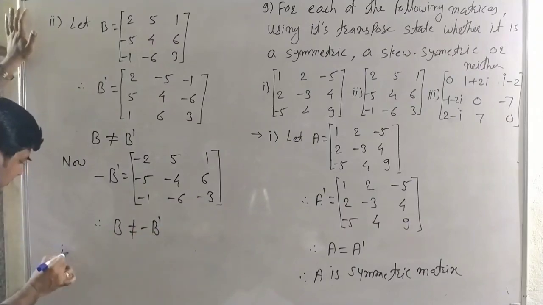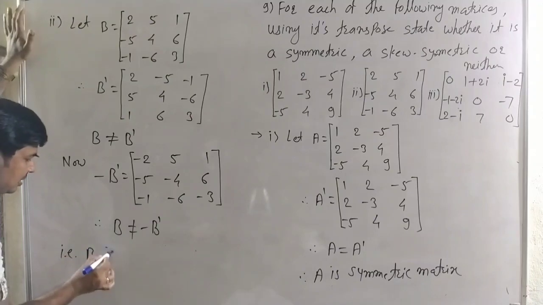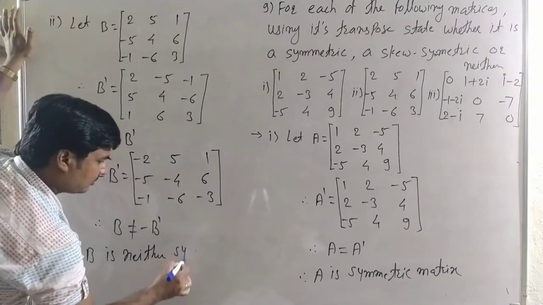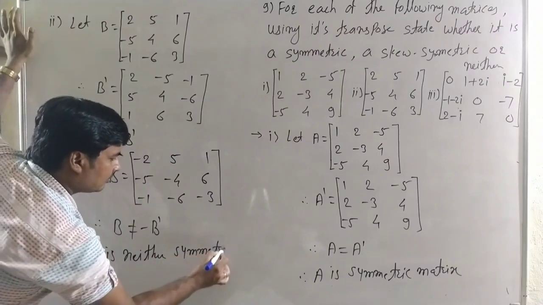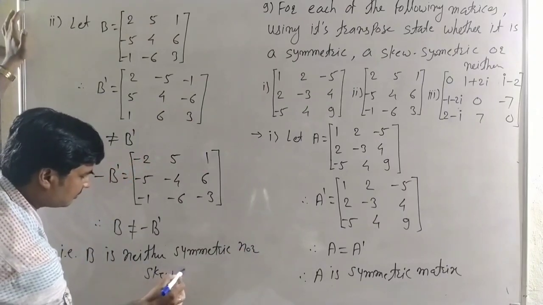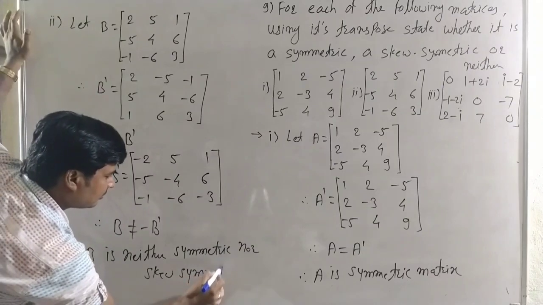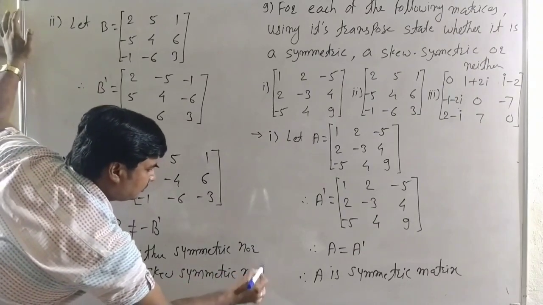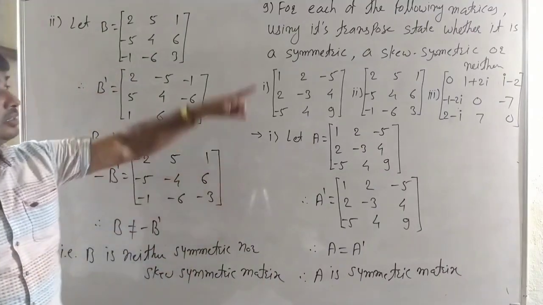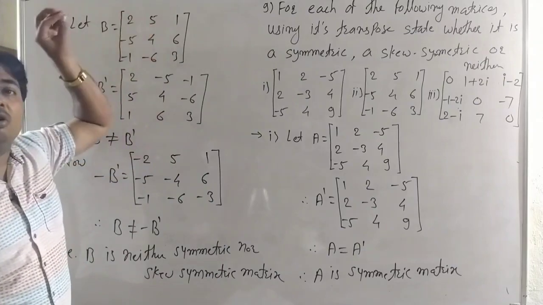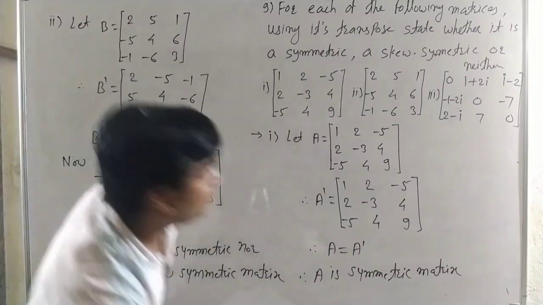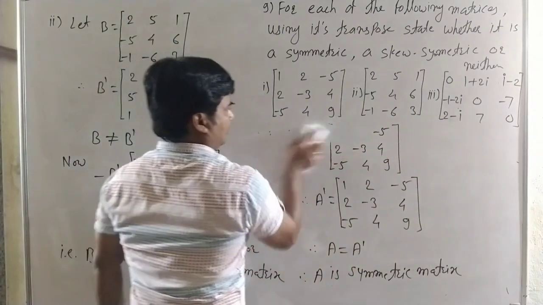That is, B is neither symmetric nor skew symmetric. It is neither symmetric nor skew symmetric. That means it is neither: it is not a symmetric or a skew symmetric matrix. Now we see the last example, that is this.